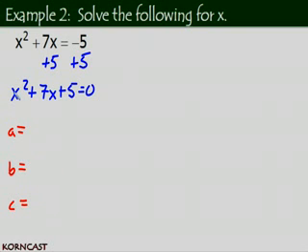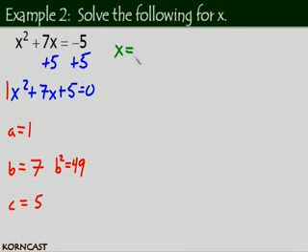Well, the coefficient multiplied to my squared term is 1, so my a is 1. My coefficient multiplied to my x term is 7. And my constant term is a positive 5. And again, like last time, I'm going to go ahead and square my b term now, so 7 squared is 49. Now that I've identified my a, b, and c, I can now solve for x.